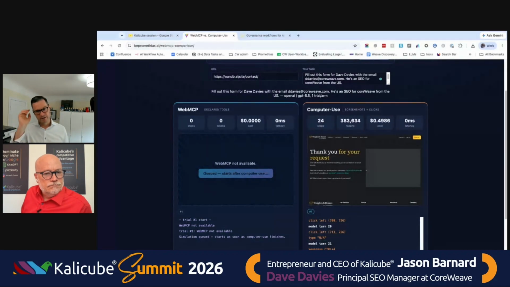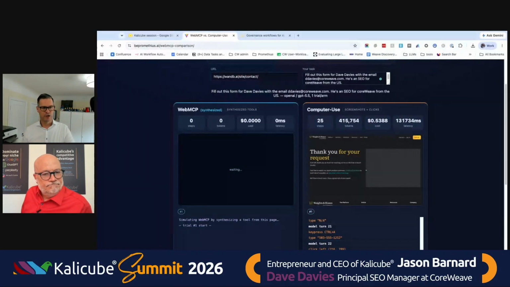Okay, it did. So awesome. It seems to have figured that out. That cost 50 cents. So we're saying, hey, OpenAI, this is going to cost 50 cents. Now, it's right now just simulating what WebMCP would do.